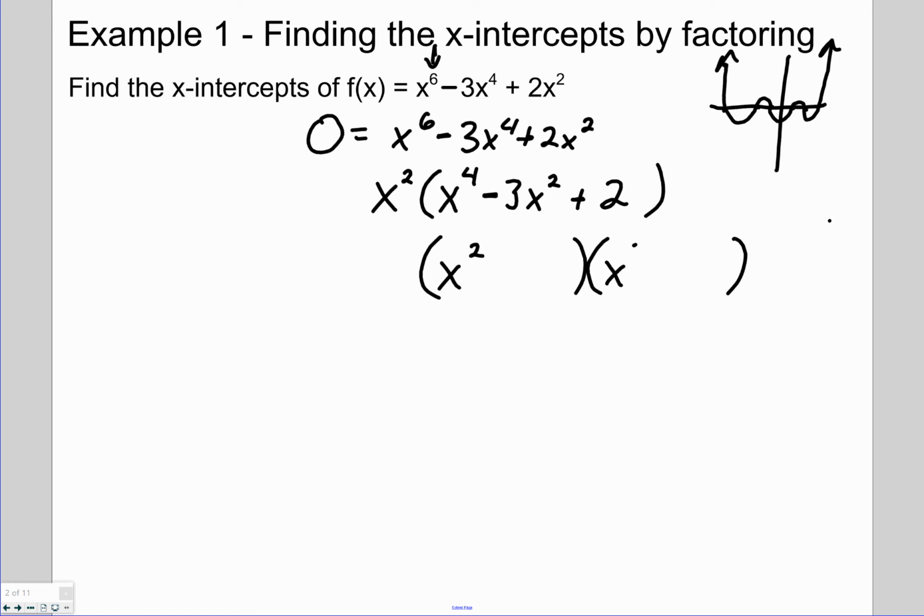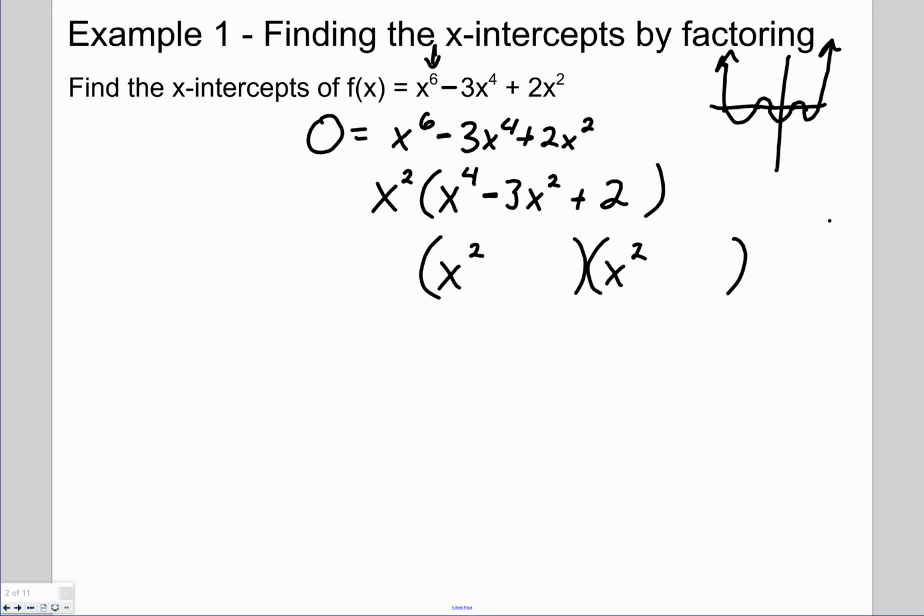Because if I write x squared times x squared, what does that give me? x to the 4th power. So it's the same idea about what multiplies to give you 2 and adds to negative 3. We just have a little bit of a change with the x squareds.